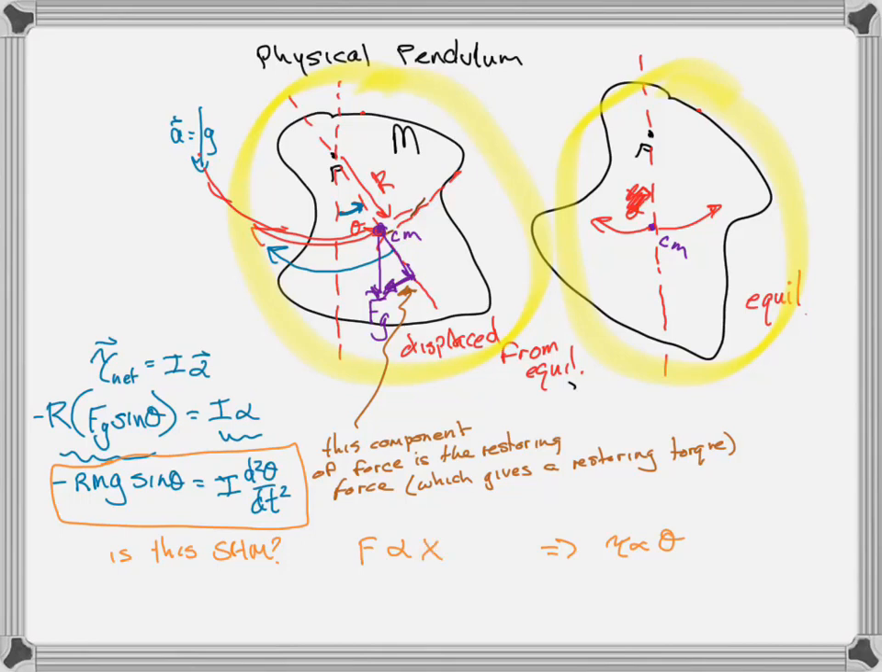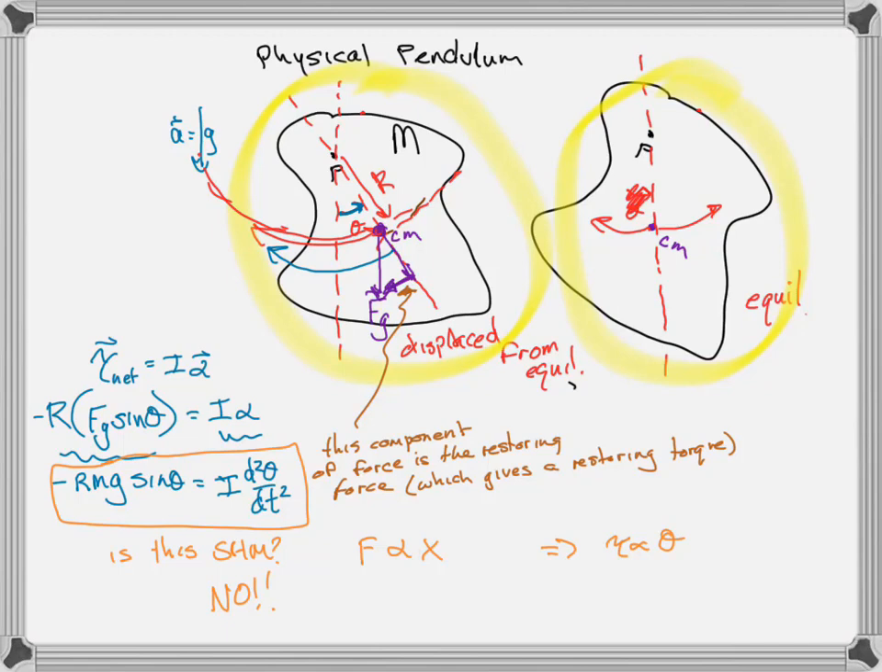So if simple harmonic motion means force must be proportional to the distance from equilibrium, it also means that the rotational equivalent of force must be proportional to the rotational equivalent of distance from equilibrium. So that means torque must be proportional to theta. So the torque must be proportional to theta in order for it to be simple. Is the torque proportional to theta? I'm waiting for you to answer. No, it is not proportional to theta.